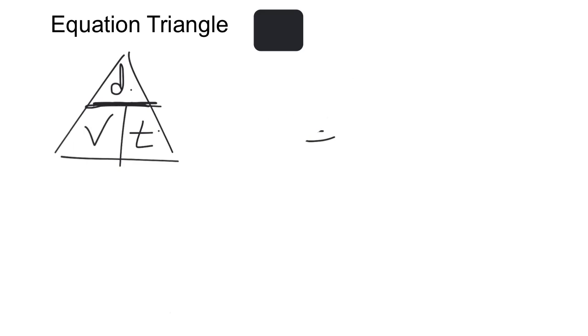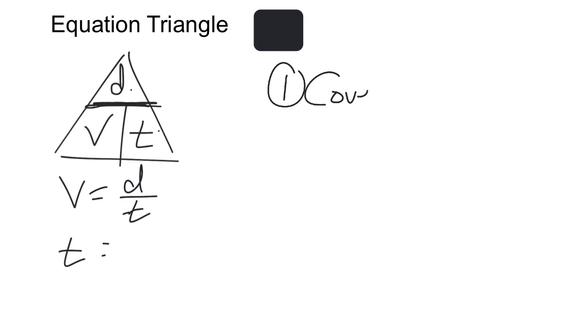So you're going to know that V equals D over T. And so that's how you get your equation set up. So let's say that we were going to try to solve for T now. We could do the algebra to try to get t by itself, or what we could do is use this triangle. And the first step that you're going to do when you're using this triangle is, number one, cover up the variable you're looking for.